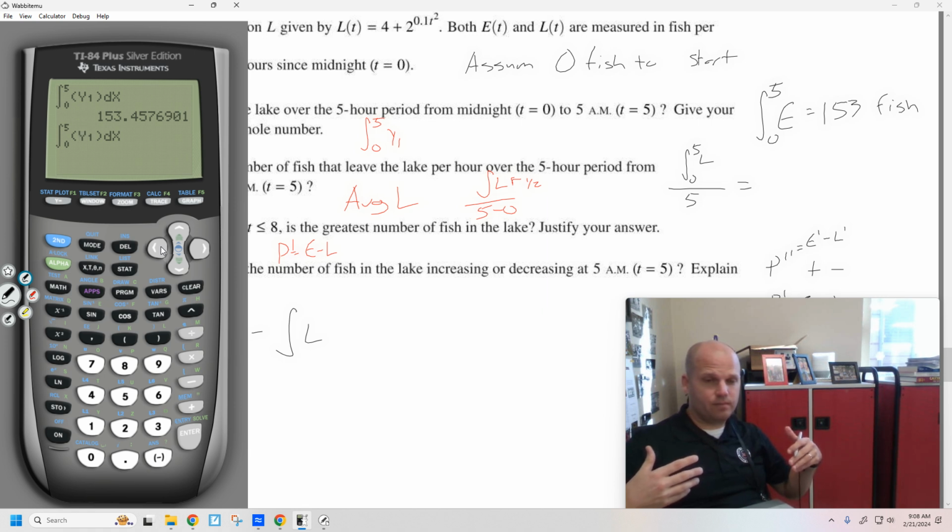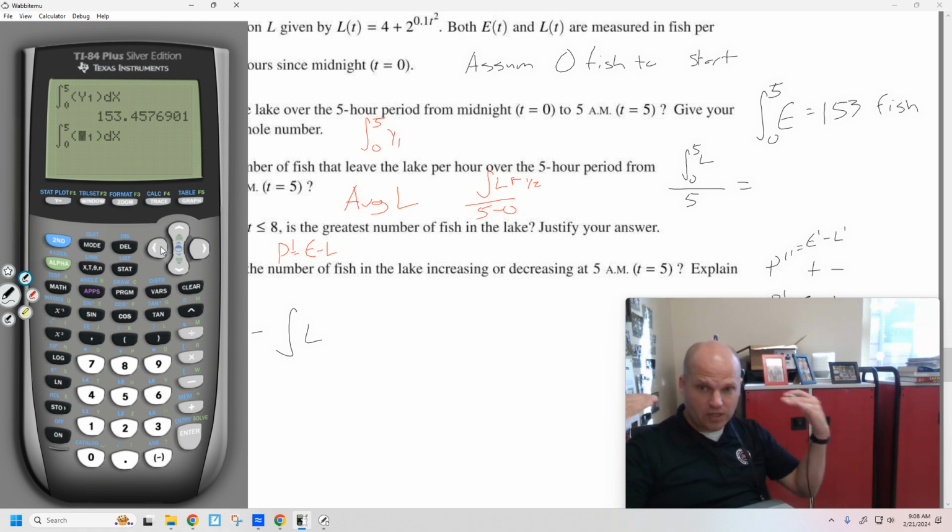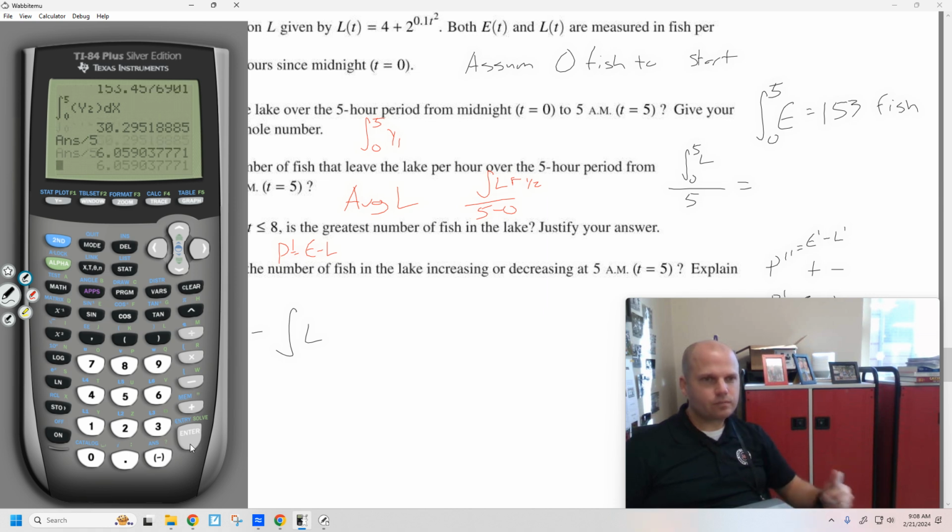It's the other way around. Don't worry about it. Average of something: accumulate something, divided by the total, you get the average of that thing. So if I change this to Y2, which is the rate out, and divide it by 5, this is average L, average fish per hour that have left.